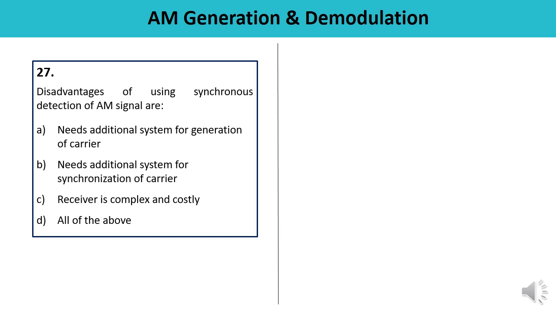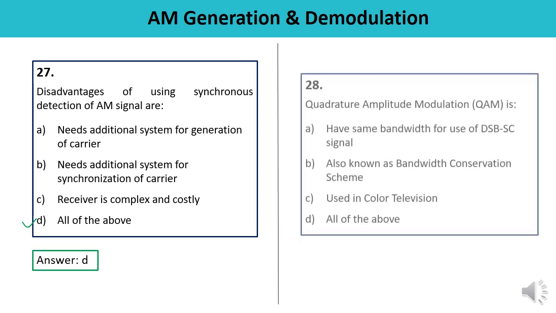Question number 27 is disadvantages of using synchronous detection of AM signal. So disadvantages: needs additional system for generation of carrier. Yes, it is required. Needs additional system for synchronization of carrier. Yes, it is also required. Receiver is complex and costly. That is also correct. It means all these three points are the disadvantages. It means you have to pick the answer as D. All of the above. Correct.